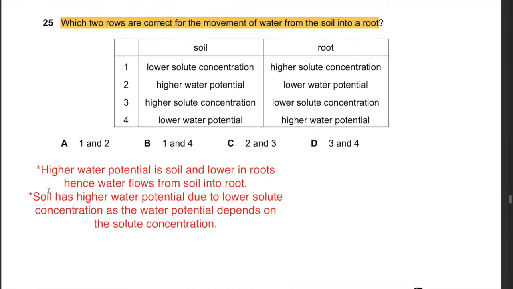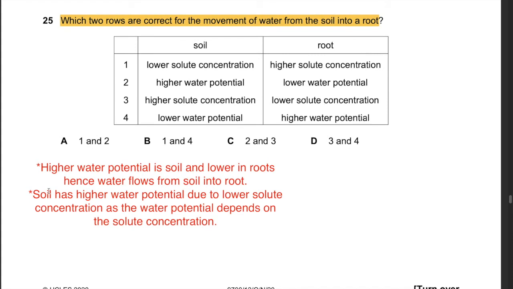Question 25. Which 2 rows are correct for the movement of water from the soil into a root? High water potential is in the soil and lower water potential in roots as water flows from soil into the root. Soil has higher water potential due to lower solute concentration as the water potential depends on the solute concentration. Therefore, the answer should contain options 1 and 2, which is A.